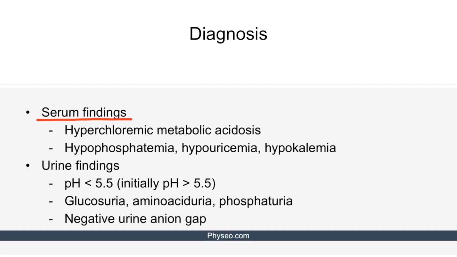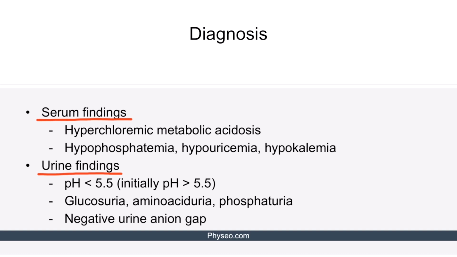Also recall that proximal RTA is characterized by a loss of bicarbonate in the urine, which initially results in a urine pH of greater than 5.5. But later, as the plasma bicarbonate levels deplete, and since the distal hydrogen ion secretion from the intercalated cell is intact, urine becomes more acidic, and thus the urine pH measures less than 5.5.